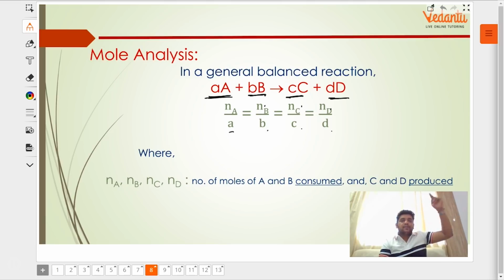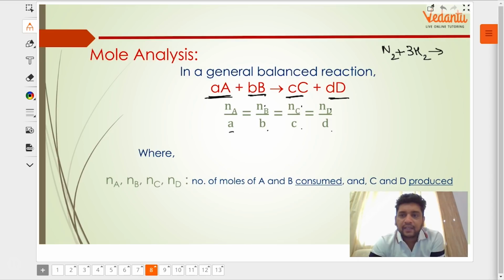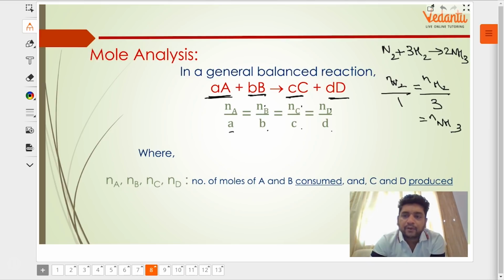Number of moles of A consumed divided by small a will be equal to number of moles of B consumed divided by small b should be equal to number of moles of C by small c. And like for example आपके पास N2 plus 3H2 वही वाला एग्जाम्पल की बात करें, giving you 2NH3, इसमें आप बोल सकते हो number of moles of nitrogen consumed divided by 1, equal to number of moles of H2 consumed divided by 3 will be equal to number of moles of ammonia produced divided by 2. Because mole ratio will be fixed.